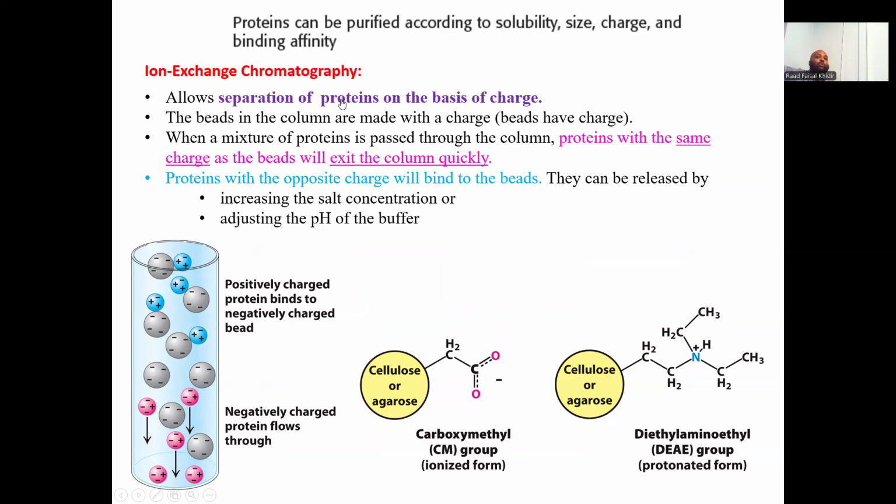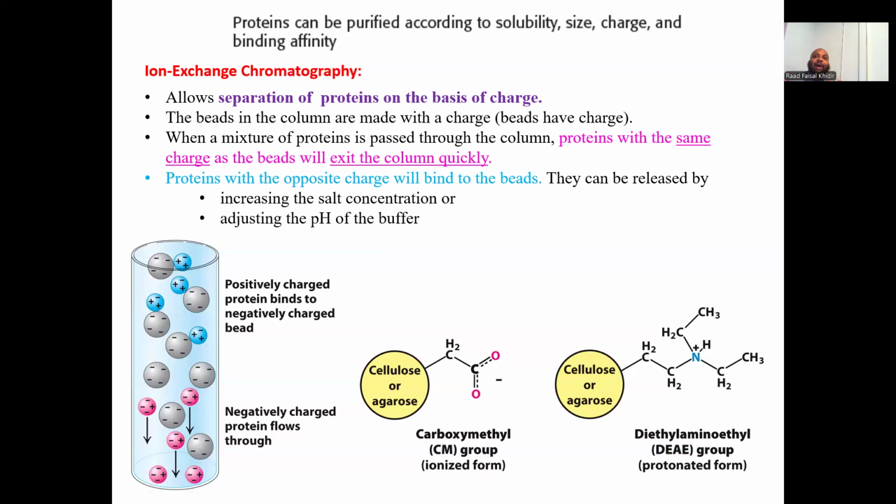Remember when I said you give a different charge that tags them? So now the minus is going to stick with the plus, but the ones with the same charge are going to repel. Let's say I want to separate a negatively charged amino acid. So I'm going to have to make my filter what? Negatively charged also.